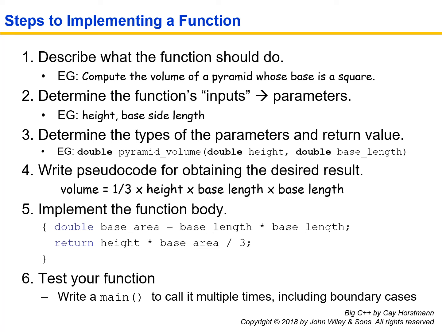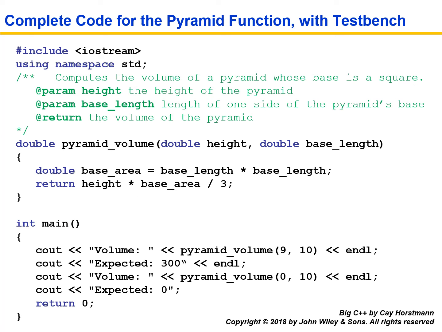Finally, you're going to write pseudocode for obtaining the desired result. Volume equals 1/3 times height times base length, and then you translate that into a function body. In this case, they decided to break it up into a base area calculation and then height times base area over 3. Notice that they didn't put 1/3 at the beginning because that would be doing integer division and you would get a 0. So putting height times base area divided by 3 is a much better way to write that. Finally, you test your function by writing a main function that calls pyramid volume a couple of different ways and test for boundary cases like 0 height.